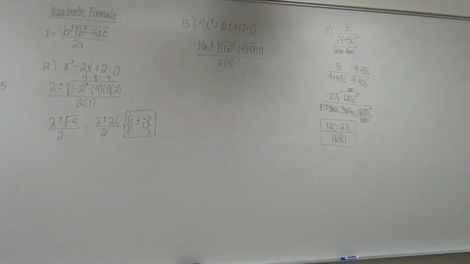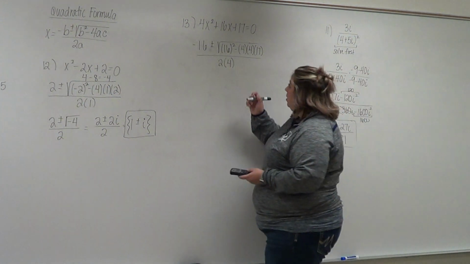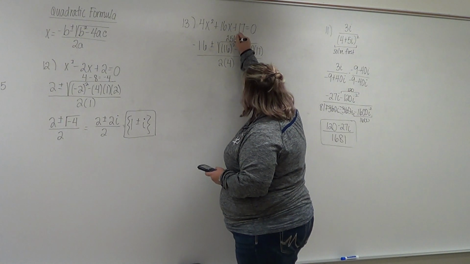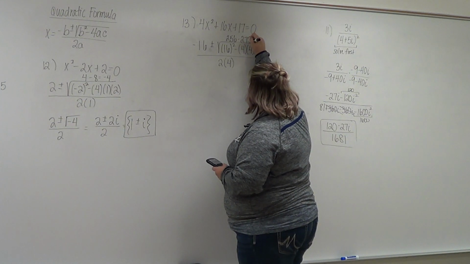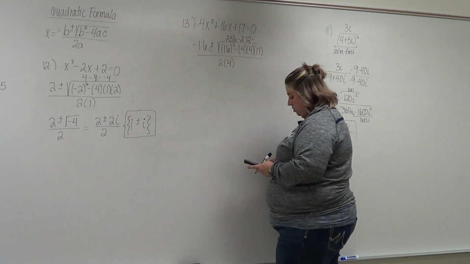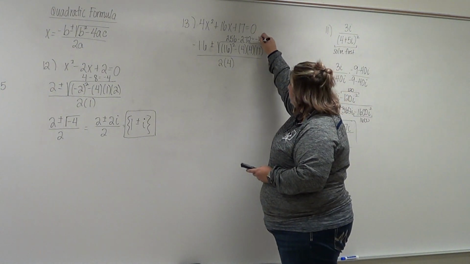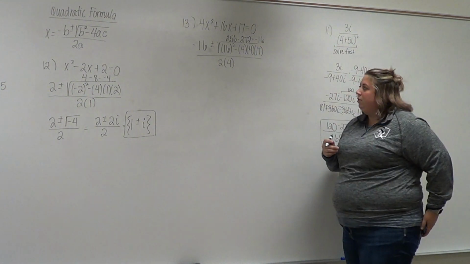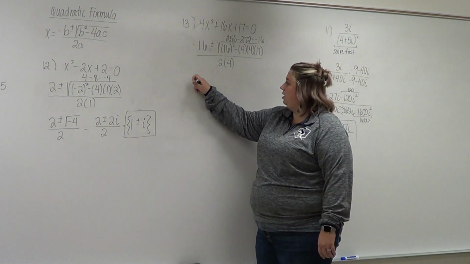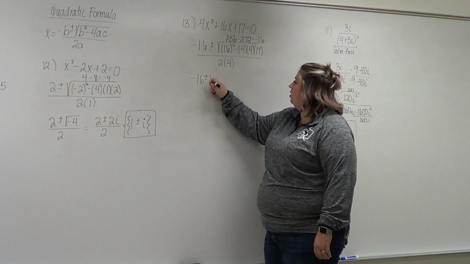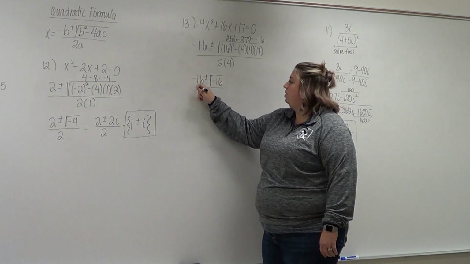And I can't multiply this in my head. Okay, so this would be 256 minus 272, which is negative 16. So I would have negative 16 plus or minus the square root of negative 16 over 8.